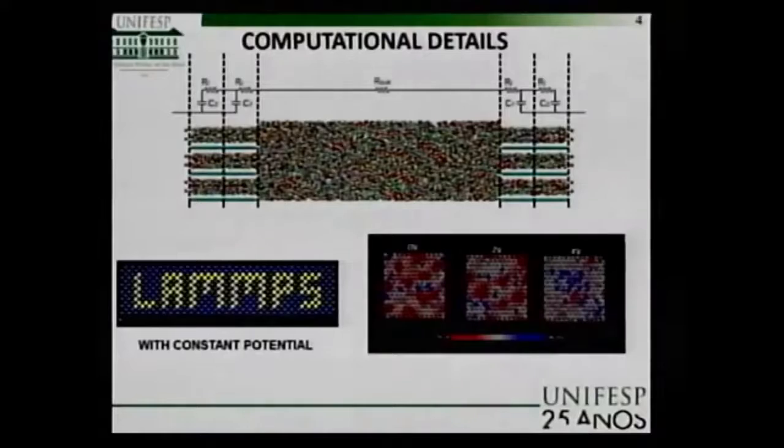These are graphene electrodes, and the pore size was 12 angstroms. We simulated them in LAMMPS with constant potential, which means that the charges on the electrodes are able to fluctuate over the entire simulation time in response to the interactions with the electrolytes.